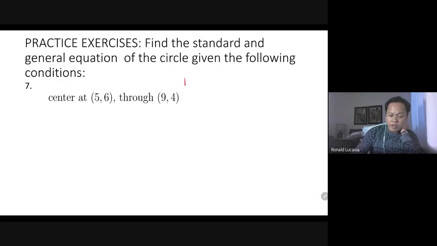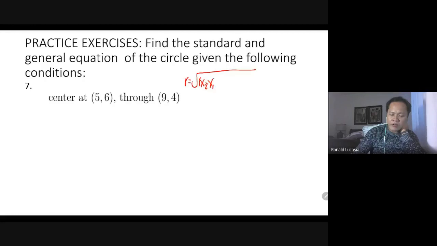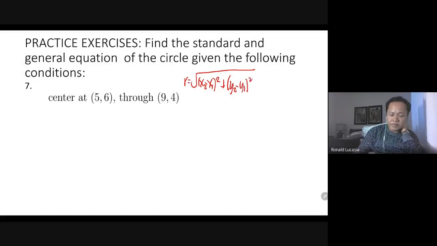The distance formula there is the square root of (x sub 2 minus x sub 1) quantity squared plus (y sub 2 minus y sub 1) quantity squared. Ito yung ating x sub 1, y sub 1, x sub 2, and then y sub 2. Makukuha mo dyan yung radius. Okay, start now.